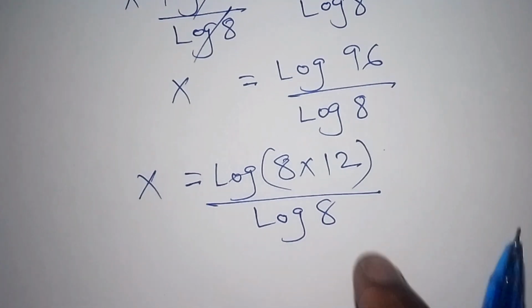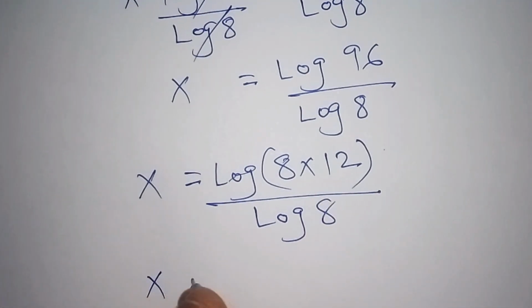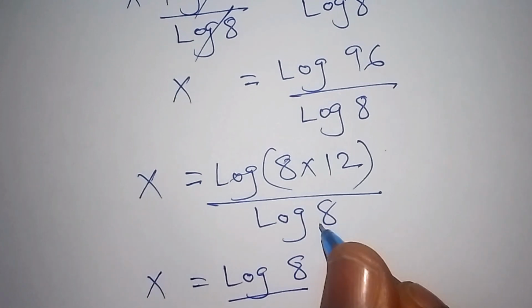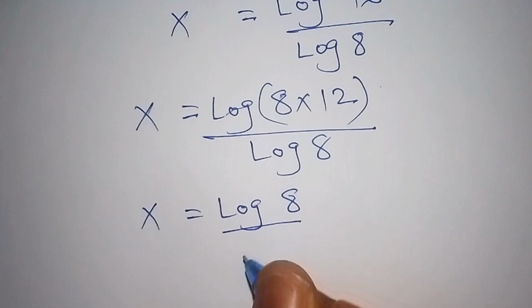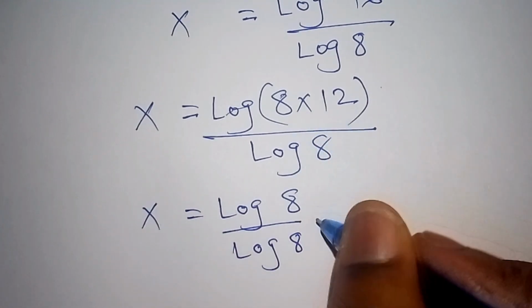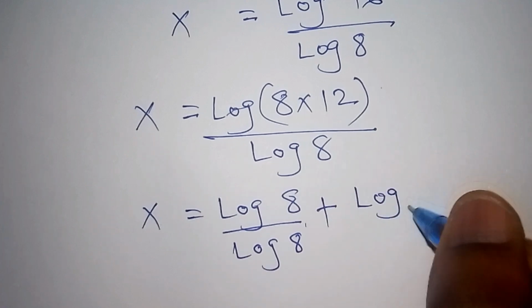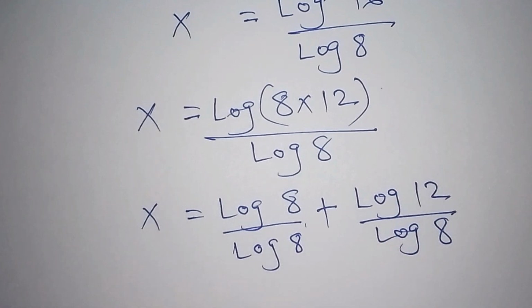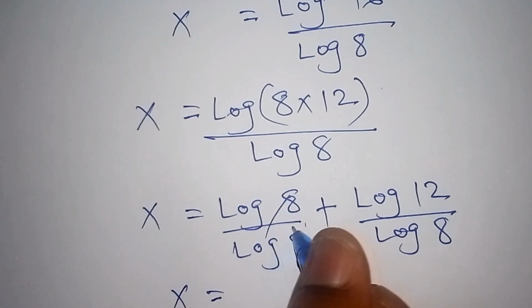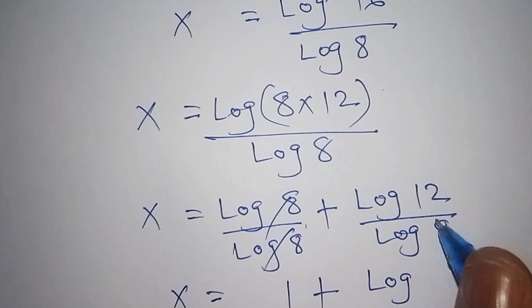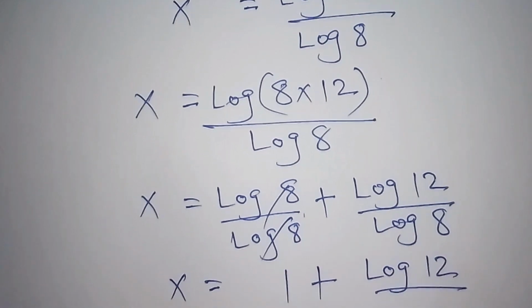From there we can split this equation, saying that x is equal to the log of 8 all over the log of 8, then the sign shall change to addition, plus the log of 12 all over the log of 8. Now our x is equal to, the log of 8 and the log of 8 shall cancel, so we shall have 1 plus the log of 12 all over the log of 8.